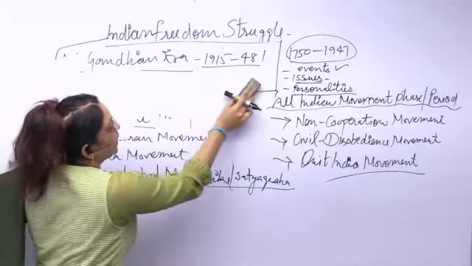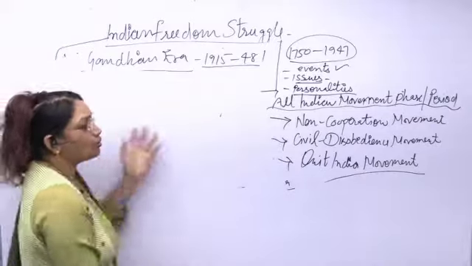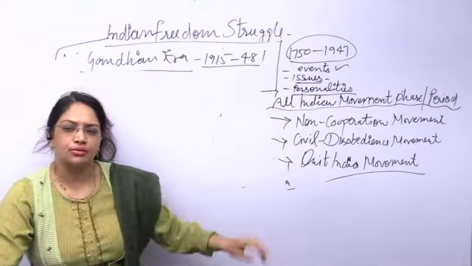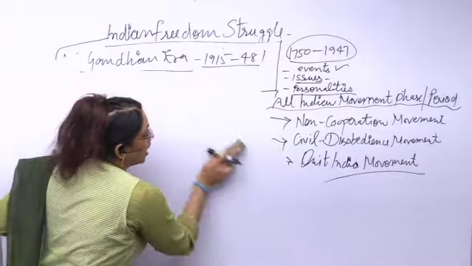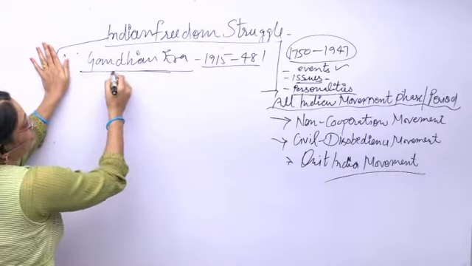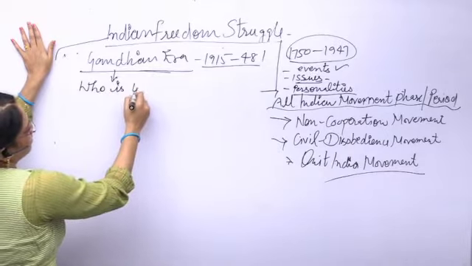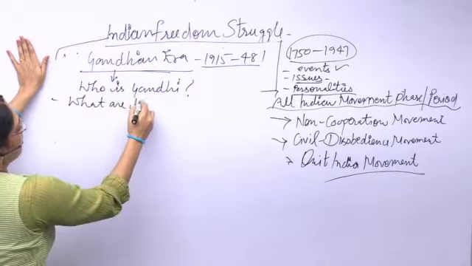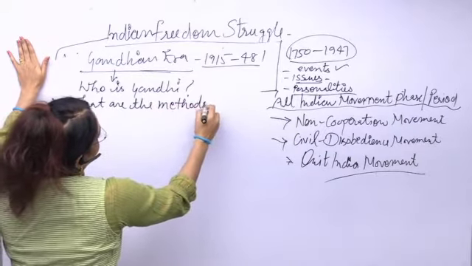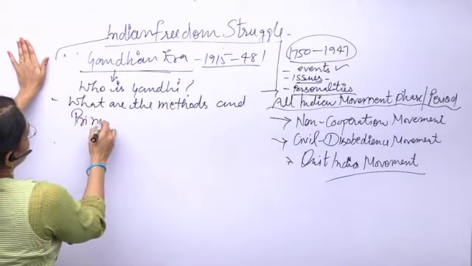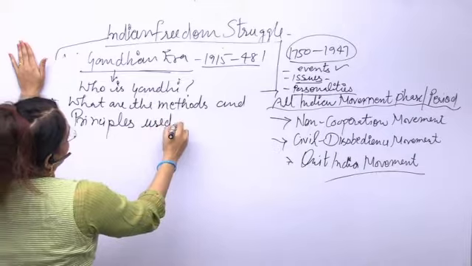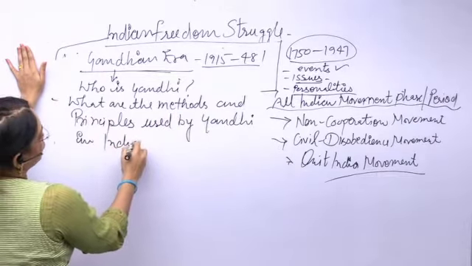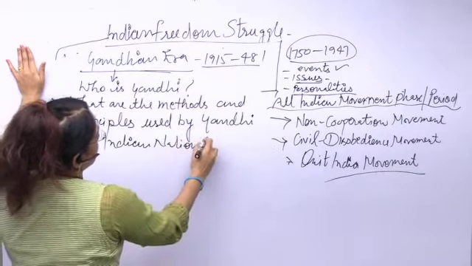So first of all, before understanding Champaran, Kheda, Ahmedabad, the non-cooperation movement, civil disobedience movement, quit India movement, there are a lot of things to read in these topics, and this is not the way to read from the civil services point of view. The main thing we have to understand, first of all, is who is Gandhi, right? And what are the methods and principles used by Gandhi in the Indian national movement?